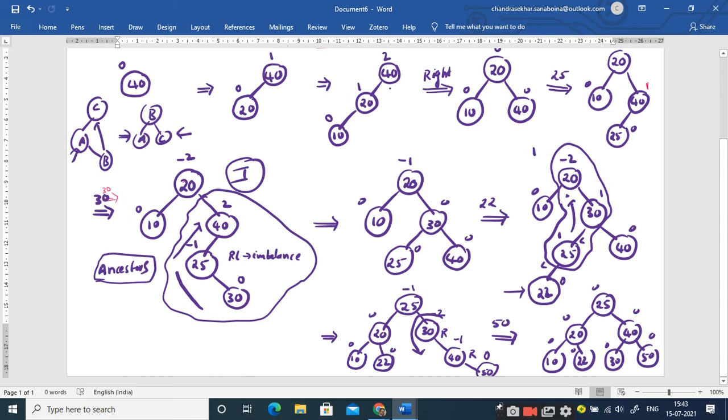Yes, sir. So this example I have taken to explain two important points. One is when we have the imbalance at two nodes, how we are going to consider which node to balance. The solution is, from the node where you have inserted, you traverse towards its ancestors, and the first ancestor that you encounter which is violating the balance factor, there you have to give the solution based upon the rotation.